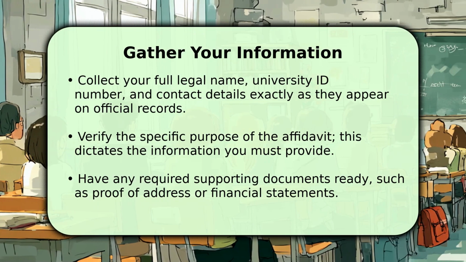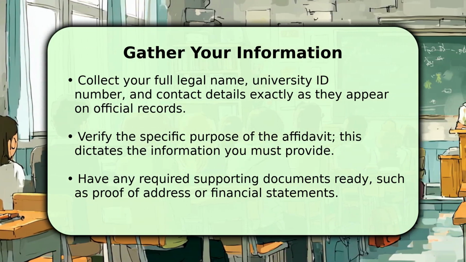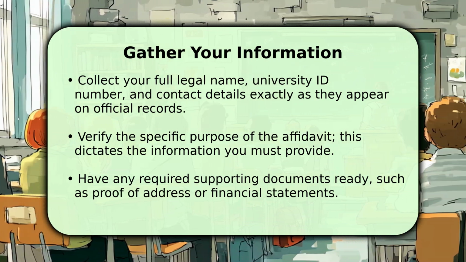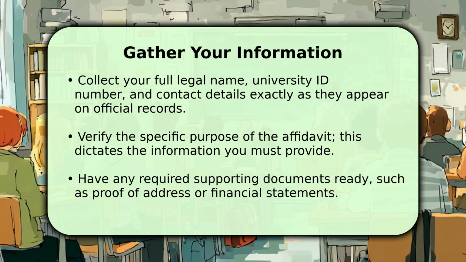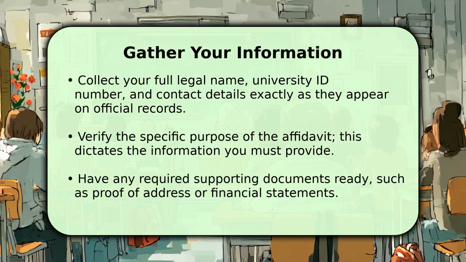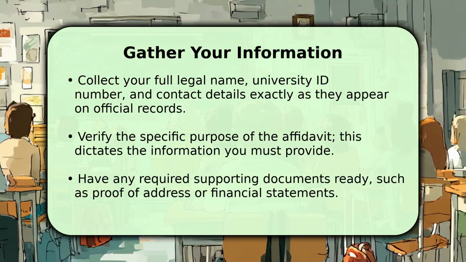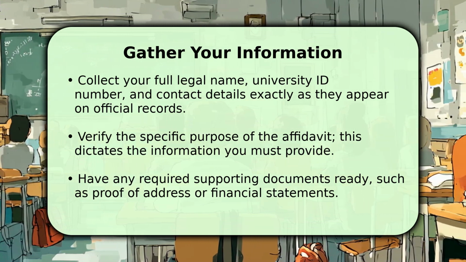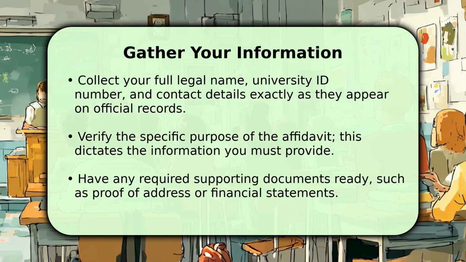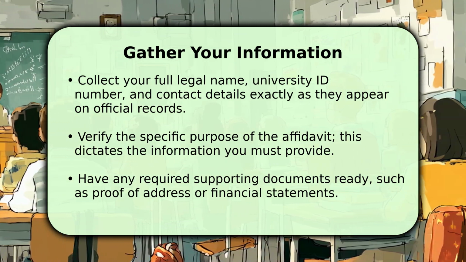Before writing anything, make sure you have all your personal details perfectly aligned with your university records. Your full legal name, student ID, and current address are essential. Also, confirm the affidavit's specific purpose. This ensures you include the correct information. Some affidavits require additional documents like bank statements or utility bills, so gather those too.